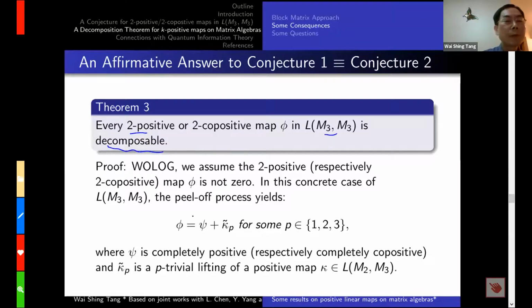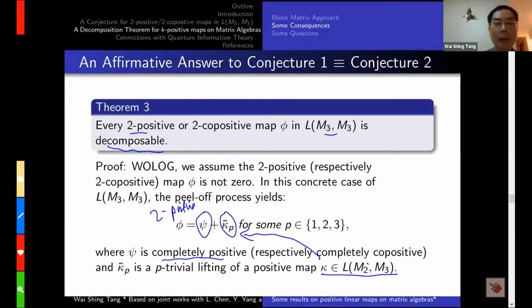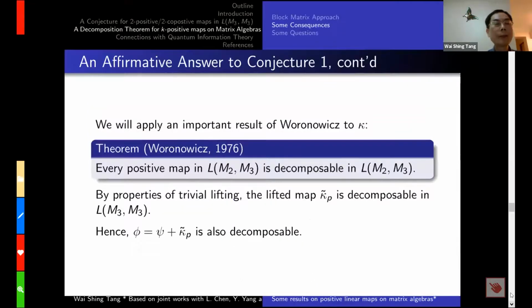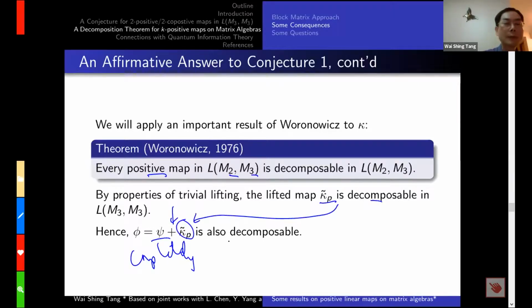The idea is actually very simple. Because of the previous result, we split this two positive map into a completely positive one, and a positive one, which is the lifting of a positive map, but staying one dimension lower. So the unlifted one, of which this is the lifting, will stay in M2. But then there's one very important result by Woronowicz, that every positive map from M2 into M3 is decomposable. So as a result, this derived map is also decomposable. So it's a completely positive map plus a decomposable one. Therefore, the sum is still decomposable.